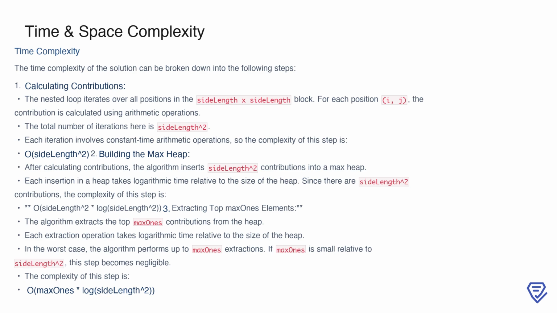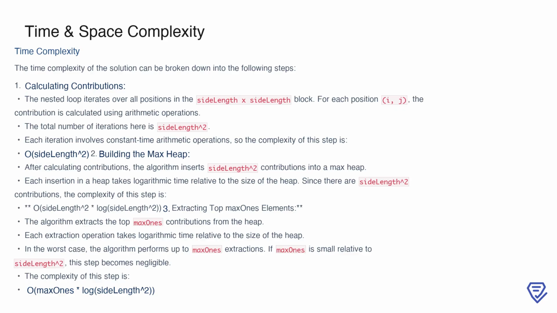Here, we analyze the time complexity of the solution step by step. First, we calculate the contributions for each position in the side length x side length block. This involves a nested loop that iterates over all positions, performing arithmetic operations at each step. Since the total number of positions is side length squared and each operation takes constant time, this step has a complexity of O(side length^2). Next, we build a max heap to store these contributions. Inserting each of the side length^2 contributions into the heap takes logarithmic time, so the complexity of this step becomes O(side length^2 * log(side length^2)).